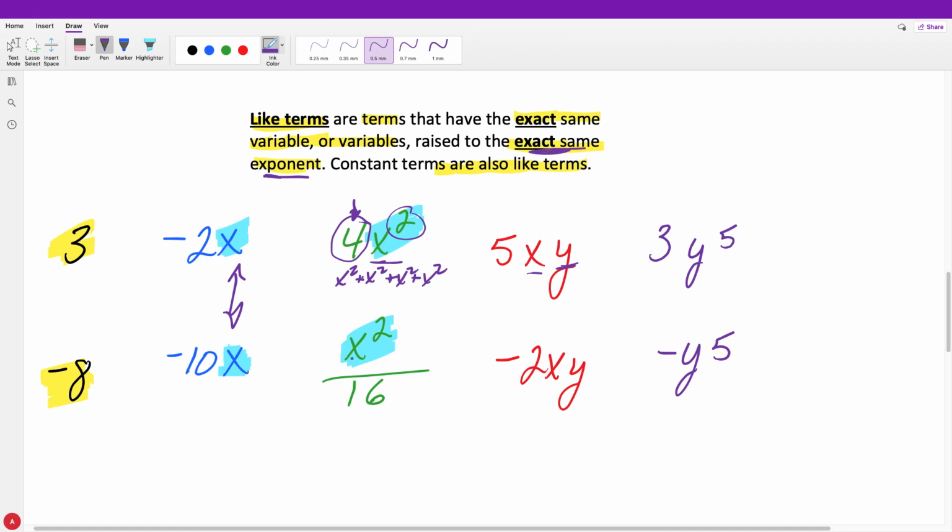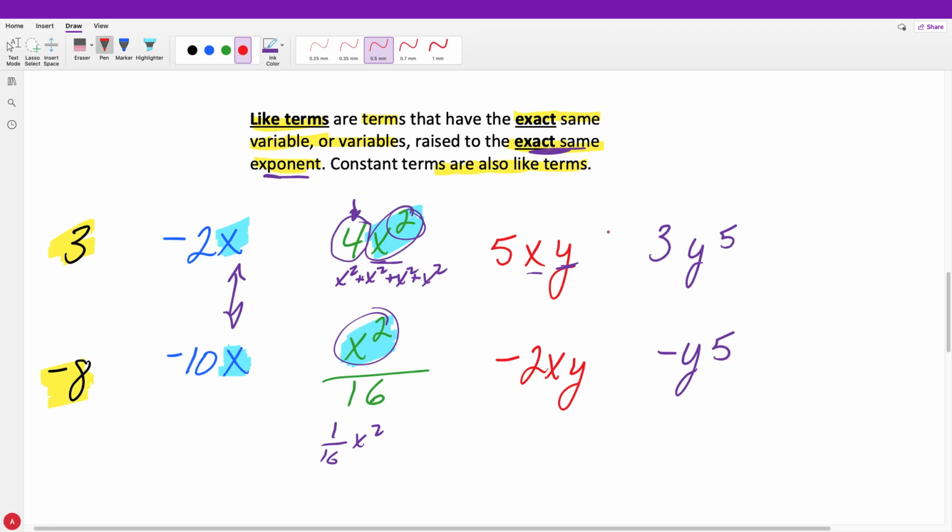In this case here, we also have division, but we can also look at this as 1/16 times x squared if we really wanted to. But all we're doing is just identifying: are our variables exactly the same? Do they have the exact same variable with the exact same powers?